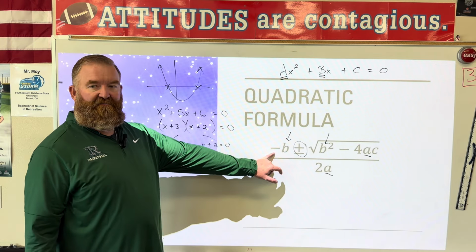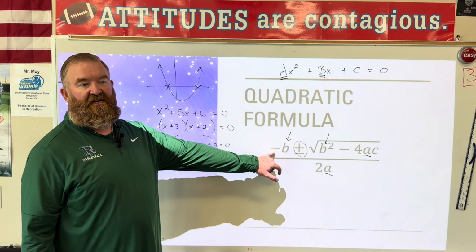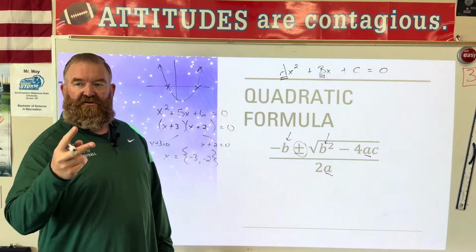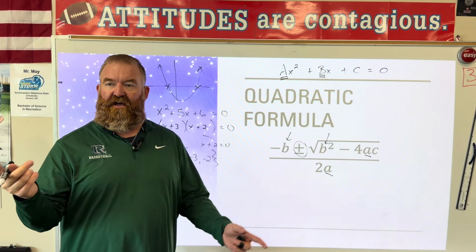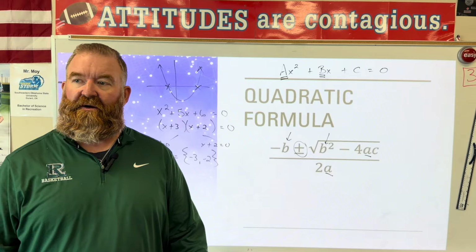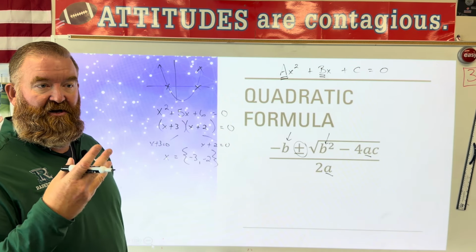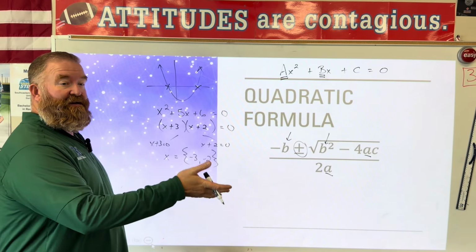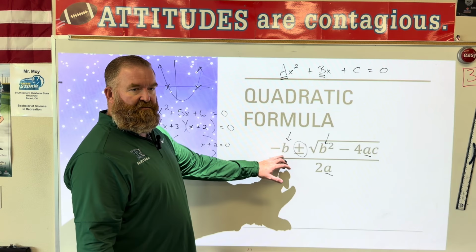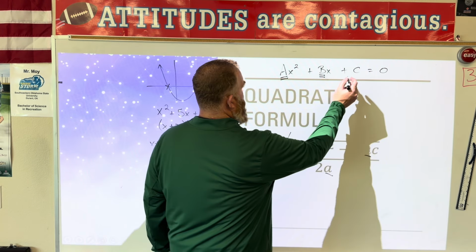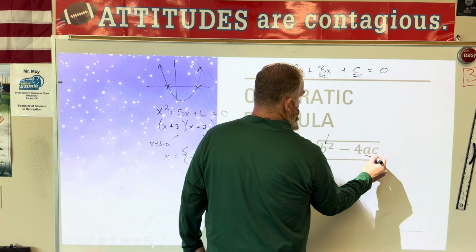Now this one says negative b. What does that mean? What's going to happen to the sign? It's going to flip. If you put a negative in there, two negatives are going to make it a positive. And if you put a positive in there, the negative b is going to make it a negative. So this one's always going to be backwards. And then what's the last letter you see? C. That goes right there.